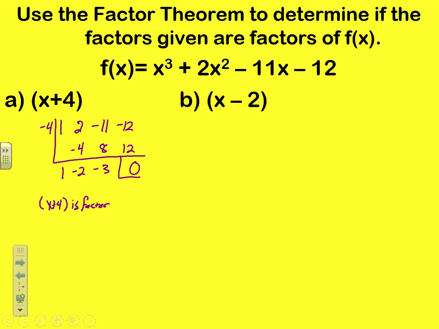So now let's see, does it work the same for the second factor that we have here? If I set this factor equal to 0 and solve for x, I'm going to get a positive 2, and we're going to divide that into the same thing.